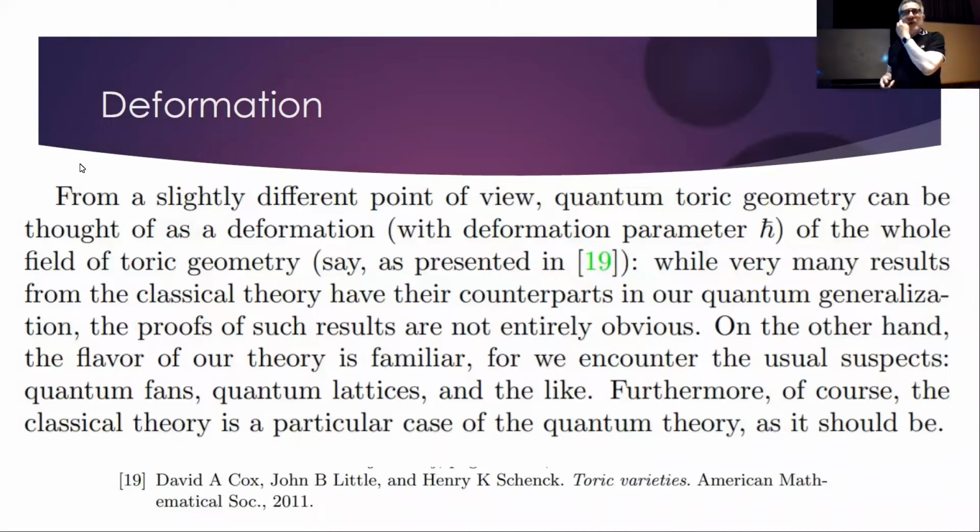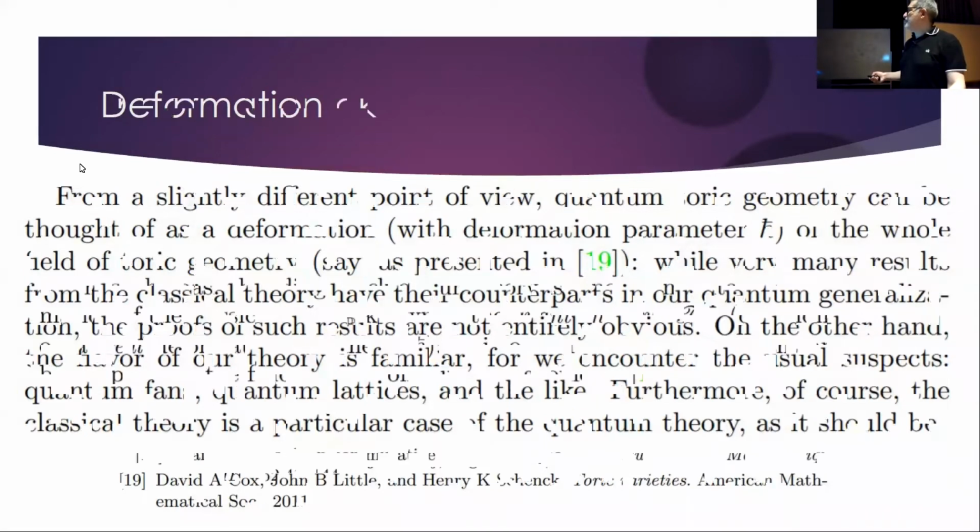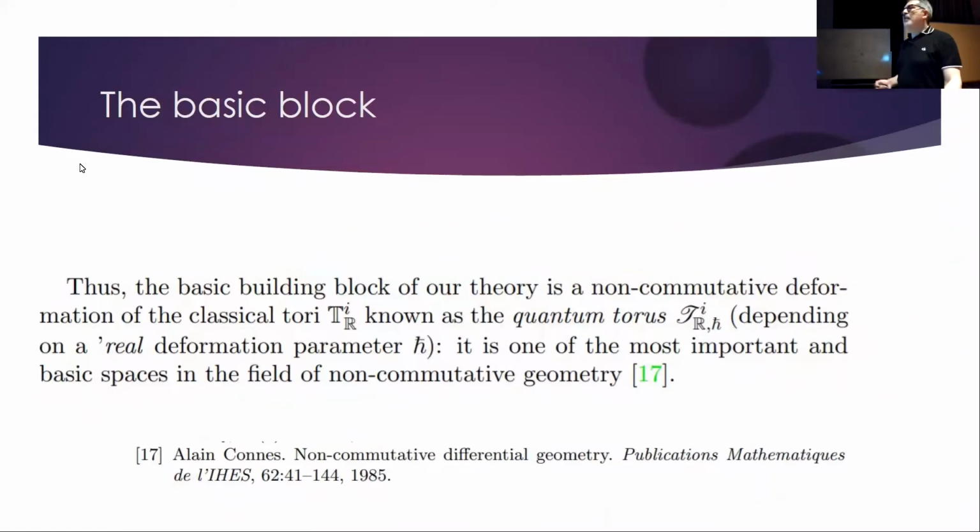One of the phenomena that has called our attention most vividly is the problem of moduli. Now we have a very nice moduli space of quantum toric varieties, and this moduli space has very nice properties and can be compactified, etc. We'll get there at some point. Anyway, the basic building block of the theory is, of course, the non-commutative deformation of the classical tori, real and complex, known as the quantum torus, given by a deformation parameter. And we will use a real deformation parameter.